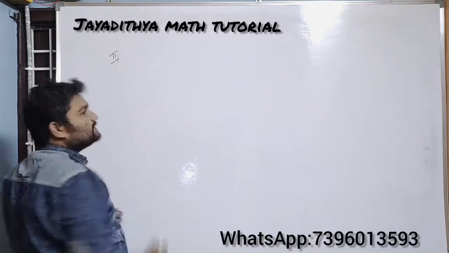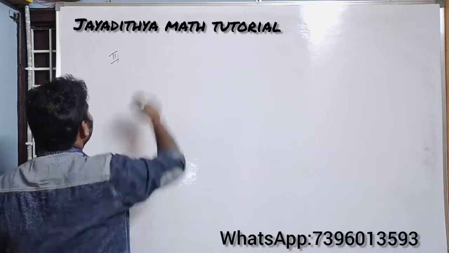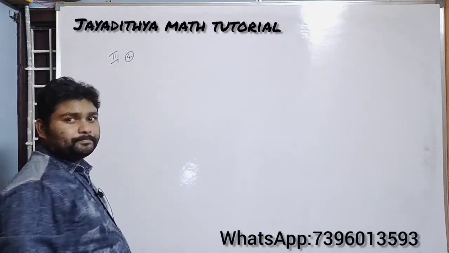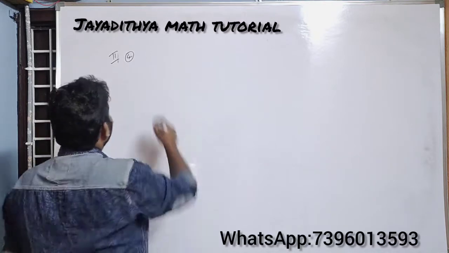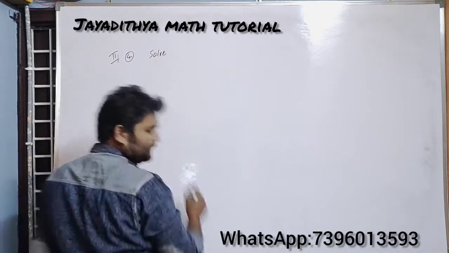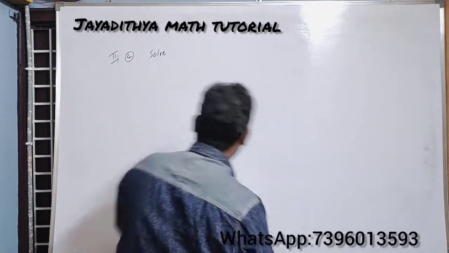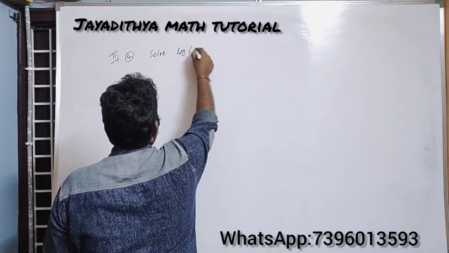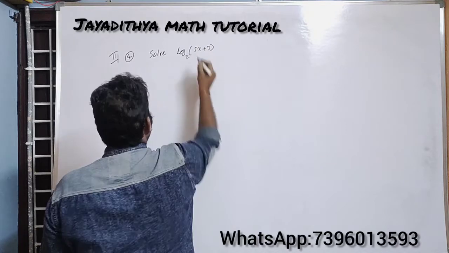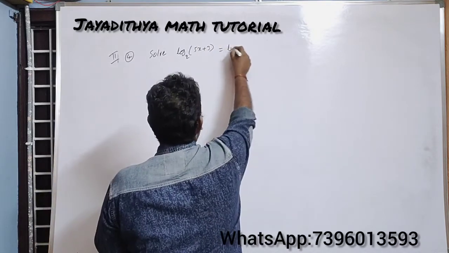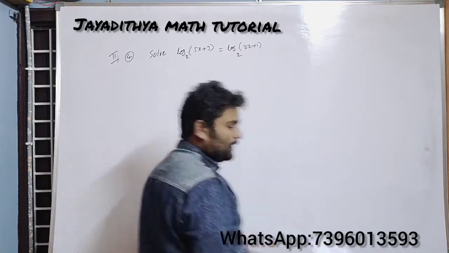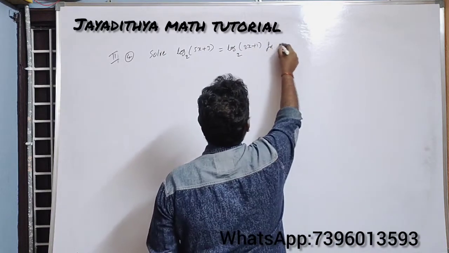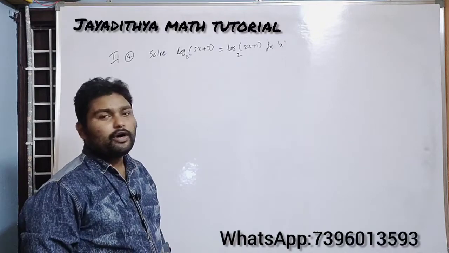We are in the second section, that is the 2 mark section. The first question of the second section is the fourth question in the serial. The next question is: solve log of 5x plus 3 to the base 2 equals log of 2x plus 1 to the base 2, for x. That means you should find the value of x.